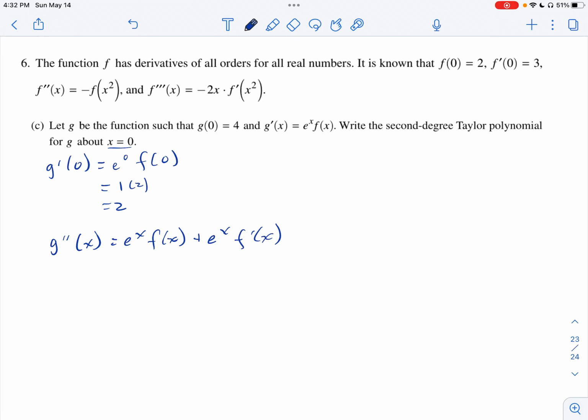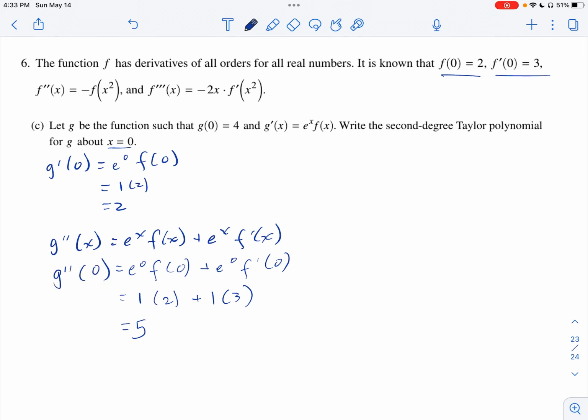So now we're going to evaluate all of this at 0. So we've got e to the 0 times f of 0 plus e to the 0 times f prime of 0. And taking our given information, we know f of 0 is equal to 2, e to the 0 is always 1, and f prime of 0 is equal to 3. So all of that is equal to 5. So we've got the information we now need. This is g double prime evaluated at 0. I should be clear in my work.